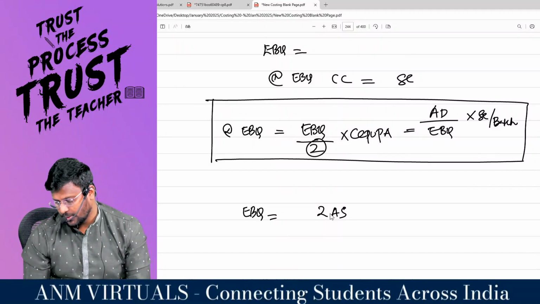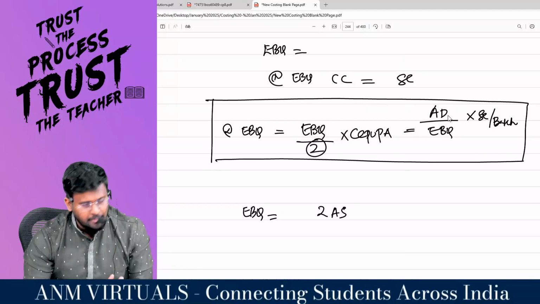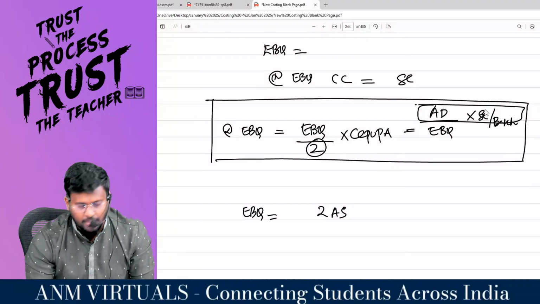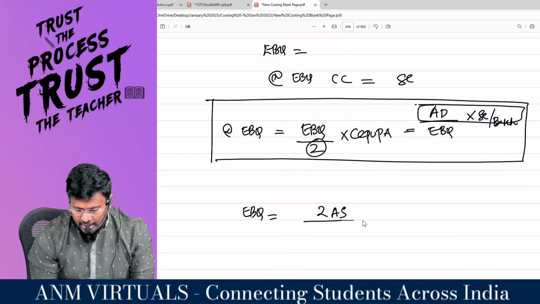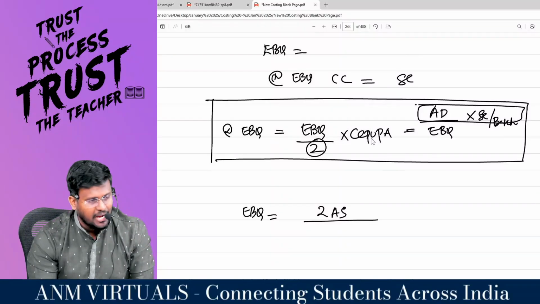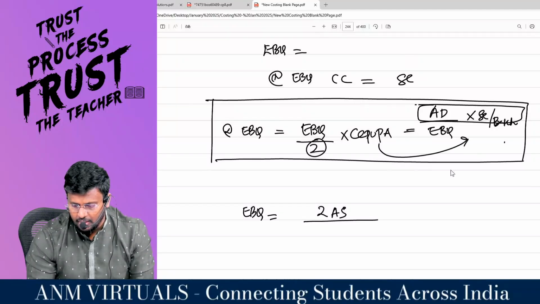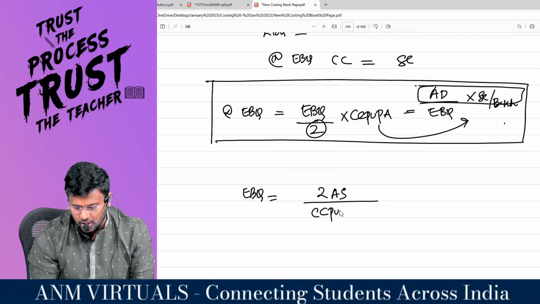Are you all really with me? Into A, the same A. This component, this into portion. Here, A and S means setup cost. In the numerator I am having carrying cost per unit per annum. This side I am bringing, then it will become what? Denominator: carrying cost per unit per annum.